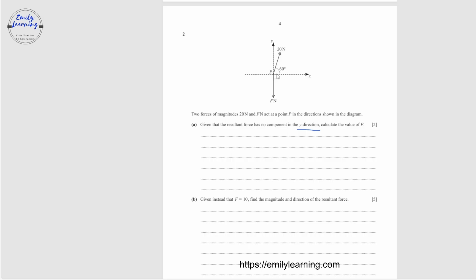But for this 20 newton force, we can resolve it into the horizontal component and the vertical component. And the vertical component is in the y-axis, right? So remember, whenever you have an angle and you want to resolve it, the part that is adjacent to this angle is cosine. So this portion here is 20 cosine 60 degrees. And the part that is opposite to the 60 degrees will have sine.